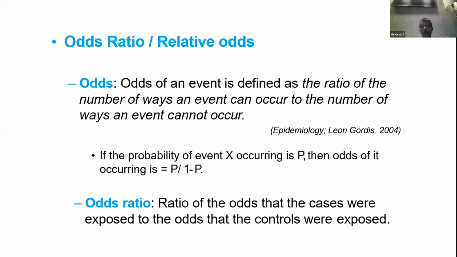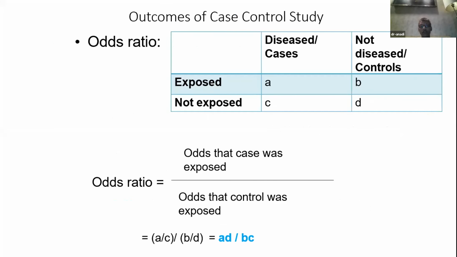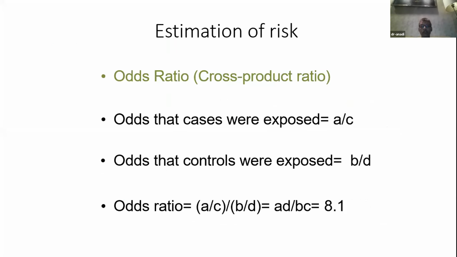So the odds ratio is the ratio of the odds that the cases were exposed to the odds that the controls were exposed. So the odds ratio is nothing but the odds that the cases were exposed, A by C, over the odds that the controls were exposed, that is B by D. So ultimately A into D by B into C. For estimation of the risk, the odds ratio is nothing but the cross product ratio. The odds ratio in that particular example is 8.1.